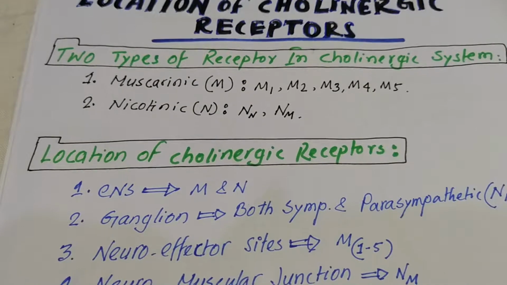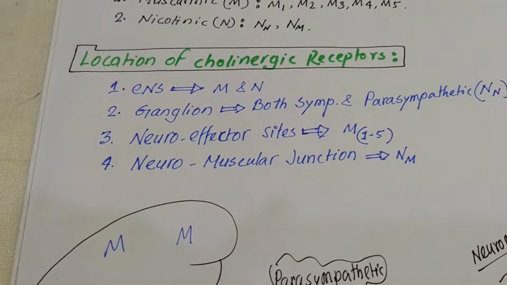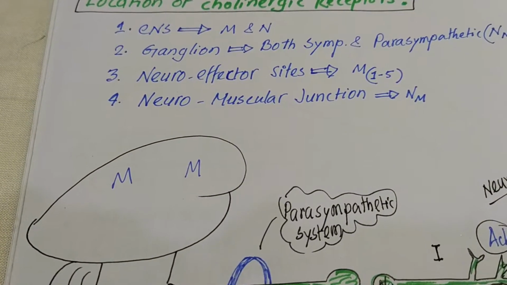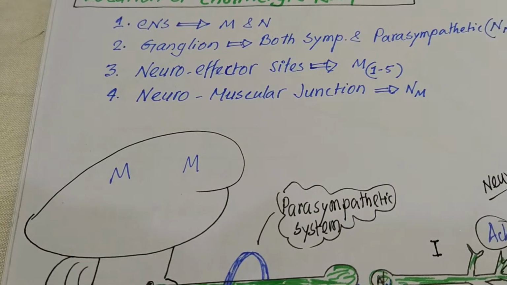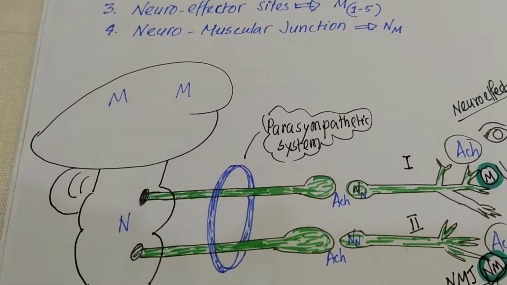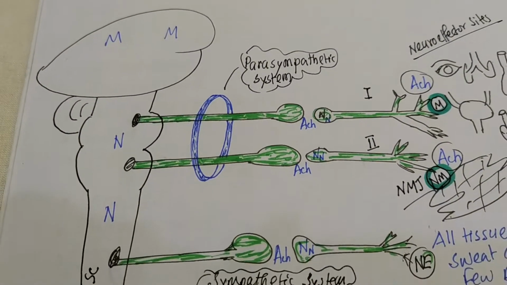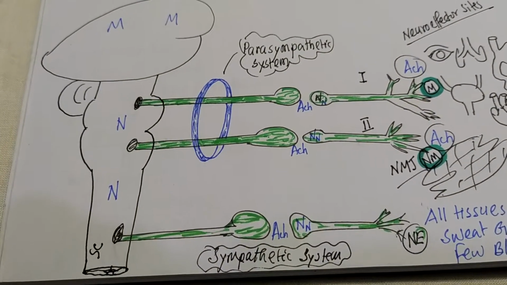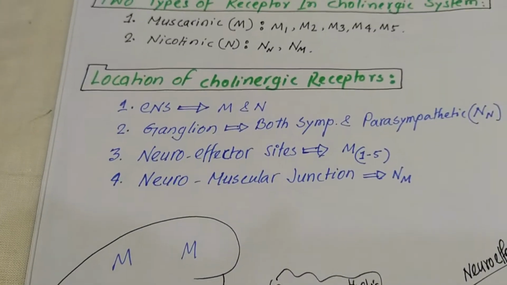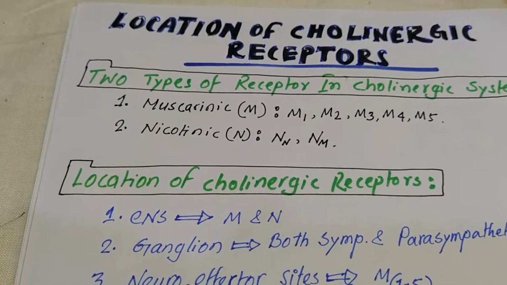This is the second video of the series of lectures related to pharmacological agents of the autonomic nervous system. In this video, I will talk about the location of cholinergic receptors.